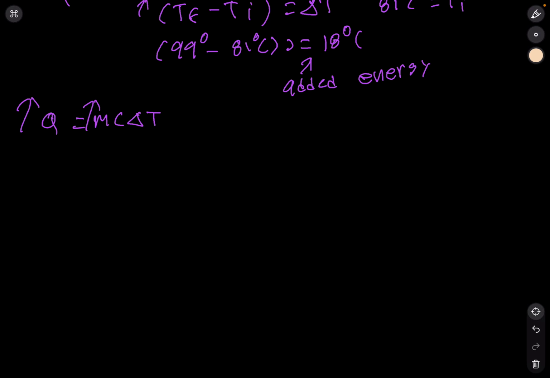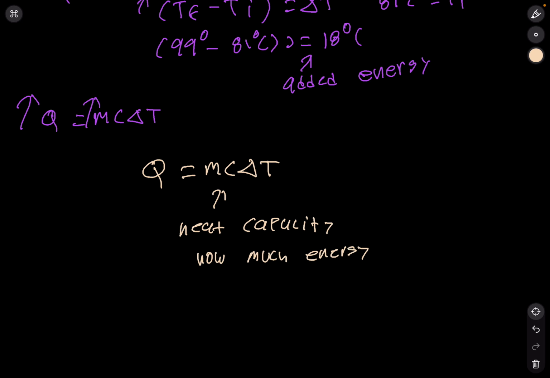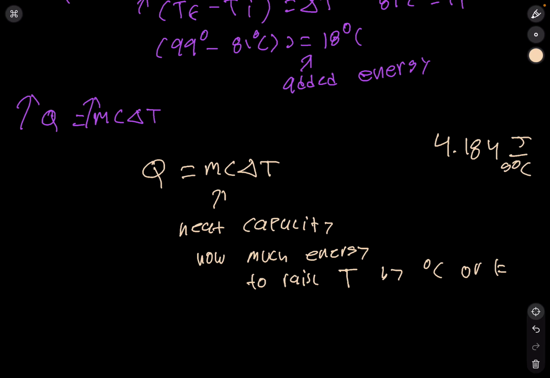So we have Q equals mCΔT. Let's just write this down. I forgot to explain C. C is essentially heat capacity. And heat capacity is another way of saying how much energy it takes to raise the temperature by 1 degree Celsius or Kelvin. I forgot the number for a lot of other metals, but for water it's 4.184 joules over grams degrees Celsius.